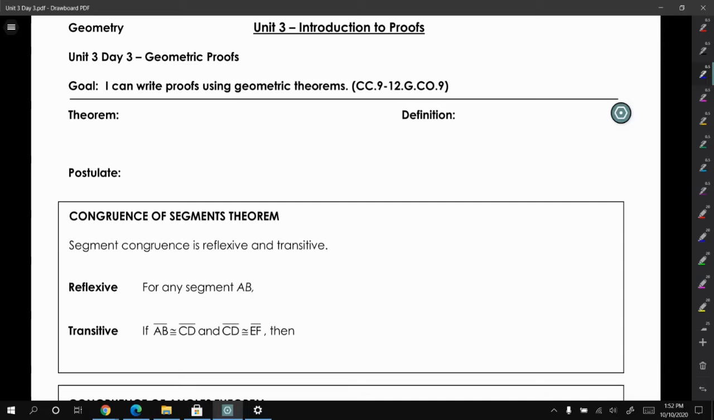Today we're going to talk about geometric proofs. The other day we talked about algebraic proofs and we used our properties of equality. Today we're going to talk about geometric proofs where we use properties of congruence.